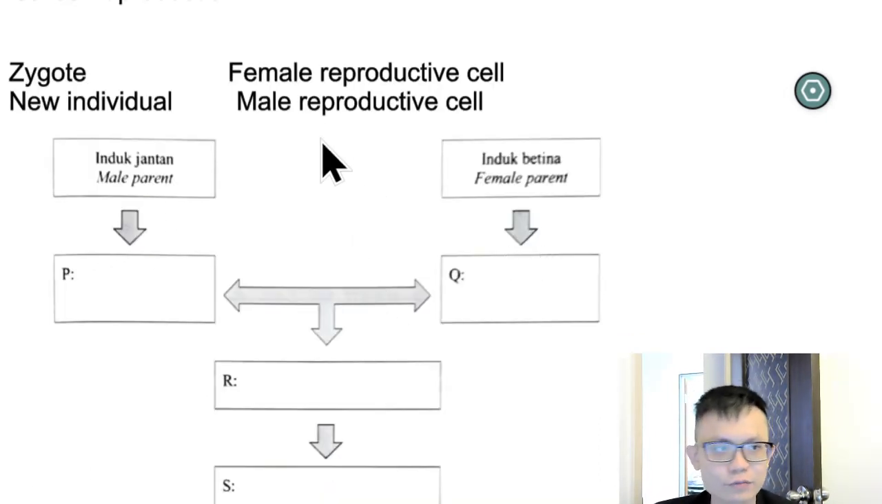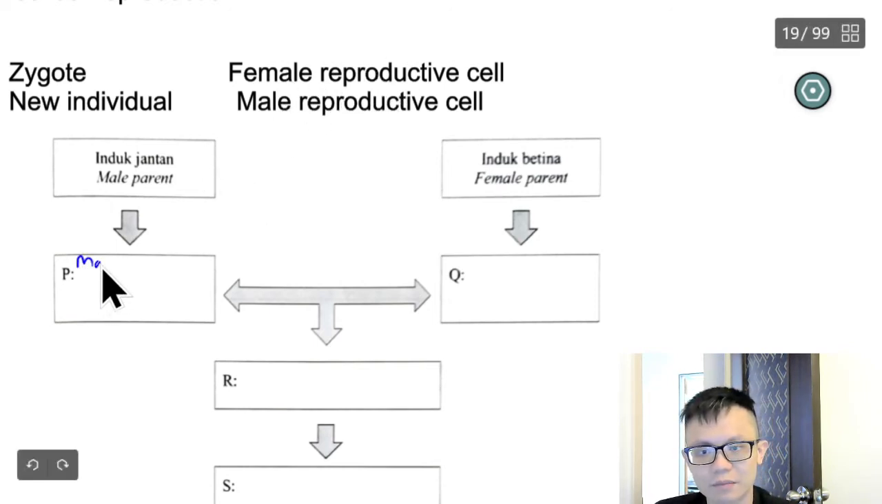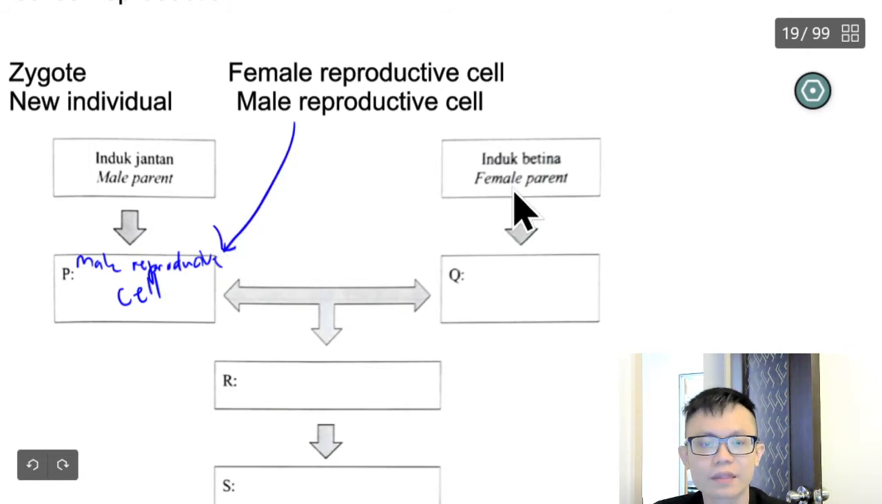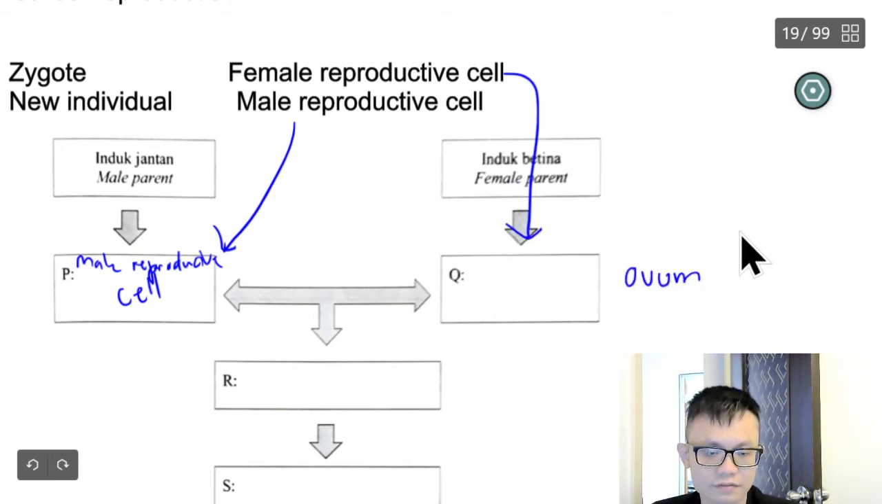Okay, so for this one, we can see that the male parent of course is sperm, or we call it the male reproductive cell. Since they ask us to fill the blank just here, just put male reproductive cell. This will be the female reproductive cell, correct or not? Or this one we call it ovum, correct or not? This one is sperm.